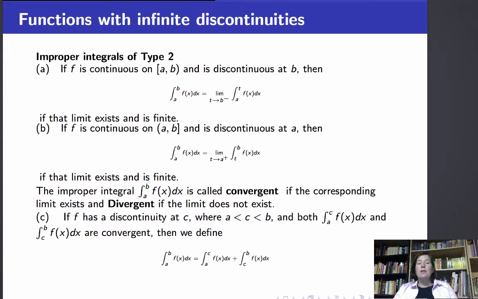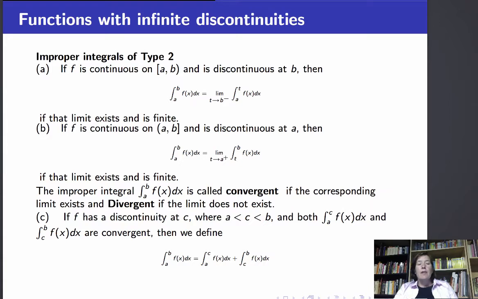If f is continuous on the interval from a to b, where that's an open interval at a, and it's discontinuous at a, then the integral from a to b of f of x dx is defined as the limit as t approaches a from the right of the integral from t to b of f of x dx, if that limit exists and is finite, and otherwise we say this integral is divergent. So one of these improper integrals is called convergent if the corresponding limit exists, and divergent if the limit doesn't exist, as we had before.